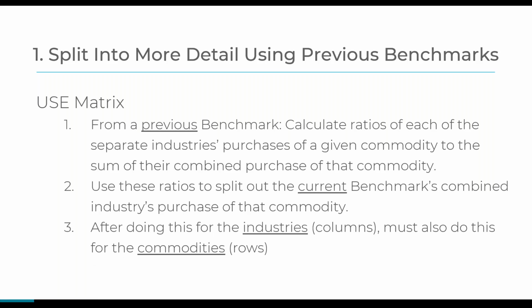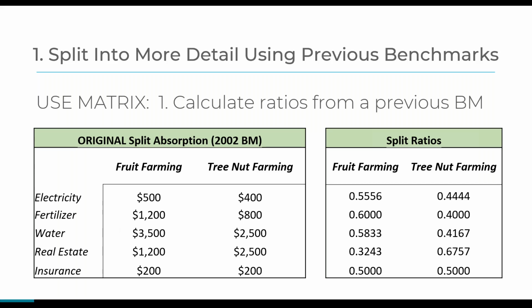So we're going to show you right now how that goes. Okay, so the first step I said was to calculate ratios from our previous benchmark. So this is true that in the 2002 benchmark, a few benchmarks ago, fruit farming existed separately from tree nut farming. And here I've put just total fake numbers for the two of them for 5. We're going to assume that they just purchased 5 inputs, and it's these 5 here. And we've got some fake numbers of how much they purchased of each of those.